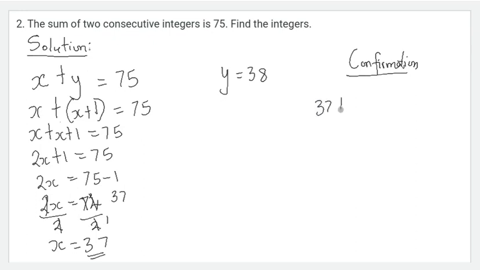37 plus 38, will it actually give us 75? Yes, it will. So we are correct. x is equal to 37, and y is equal to 38. These are the two consecutive numbers. All right, so we move on.